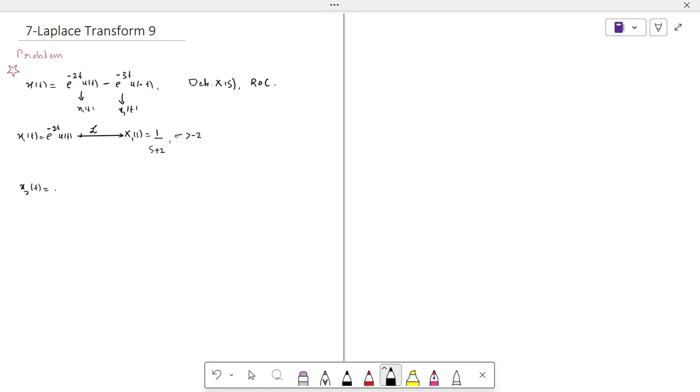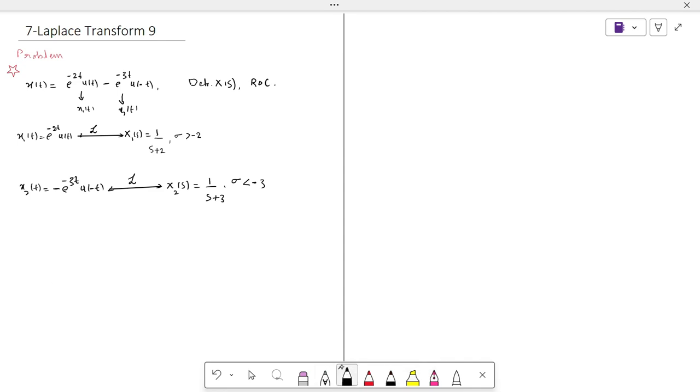So x2 of t equals minus e power minus 3t into u of minus t. Its Laplace transform x2 of s equals 1 by s plus 3. This is left sided, so sigma less than minus 3. Now I would like to draw the region of convergence for the common one, but before that, I'll draw each individually.